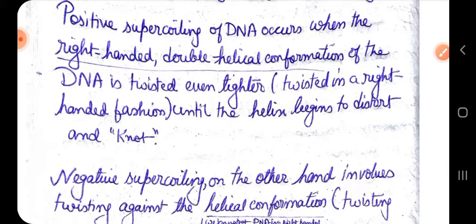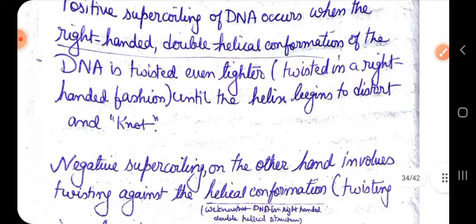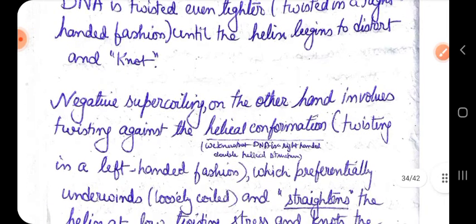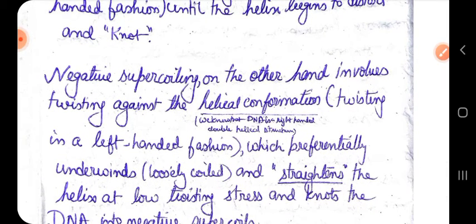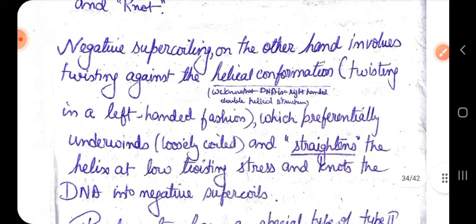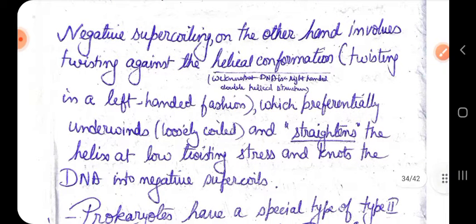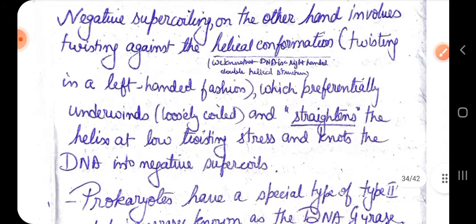So positive supercoiling is actually coiling with the right-handed conformation. They are twisting in a right-handed fashion, and DNA is also a right-handed double helical structure, so they are getting more and more coiled until the helix begins to distort and forms a knot. Whereas negative supercoiling is twisting or coiling against the helical conformation of the DNA. That means they are twisting in the opposite direction, in the left-handed fashion, which preferentially loosely coils the DNA, and it straightens the DNA double helix at the twisting stress and knots into the DNA negative supercoils.